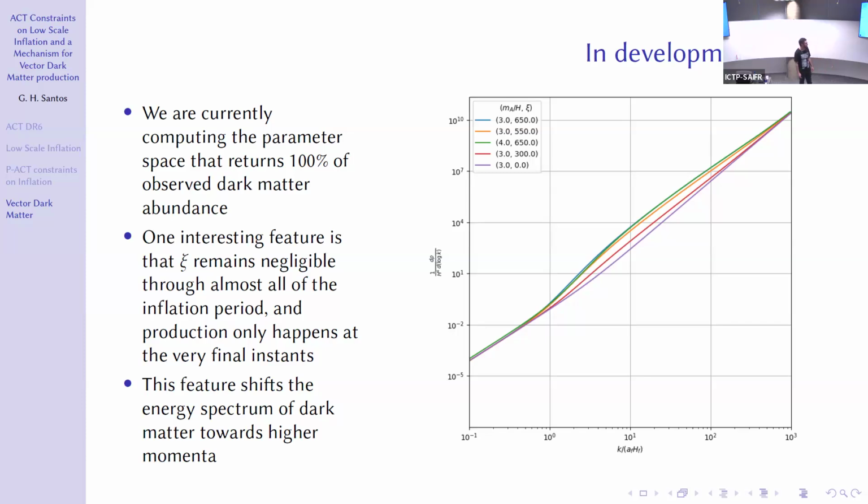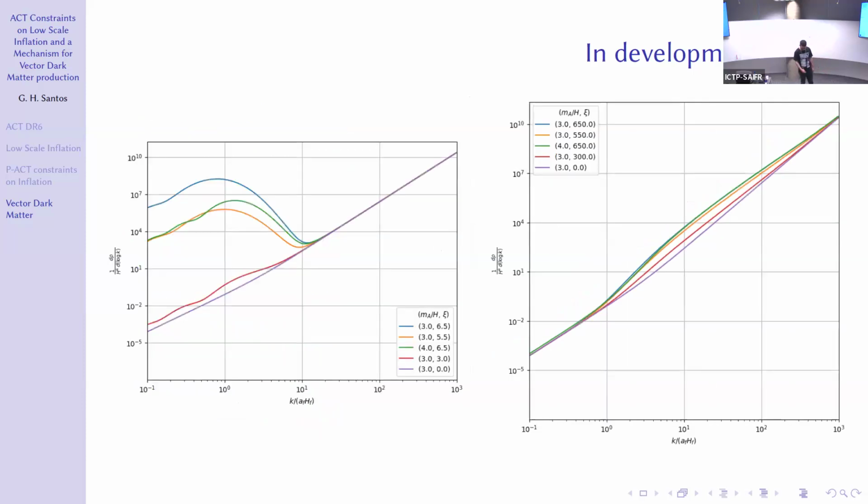And the production only happens at the very end. This feature is going to shift the energy spectrum of the dark matter towards higher momentum. You can compare those two plots here. In this case, I'm considering C to be a constant, 6.5, 5.5 or something. And the purple line is simply the vacuum.